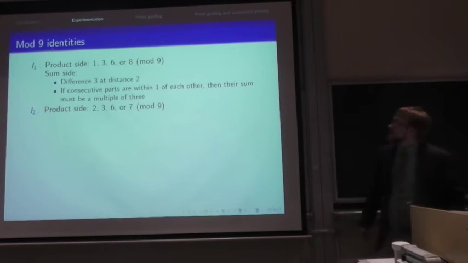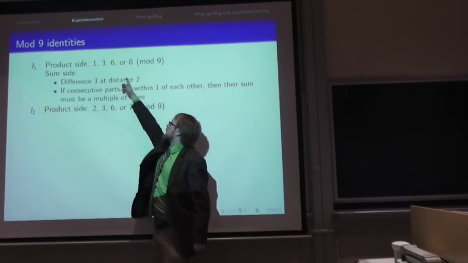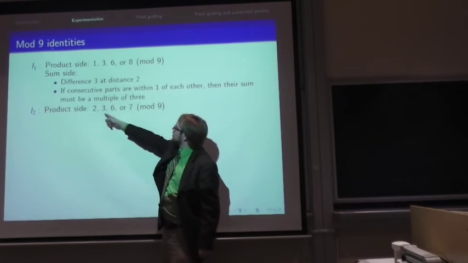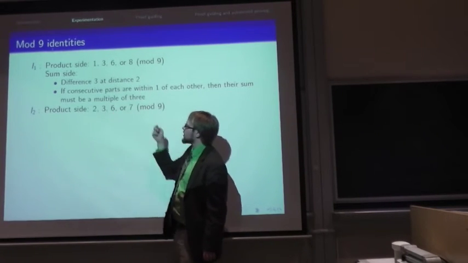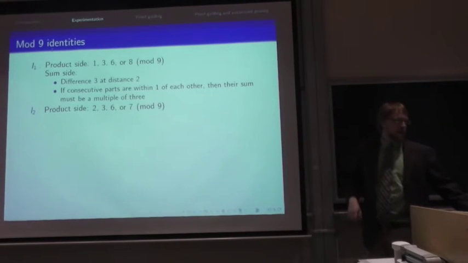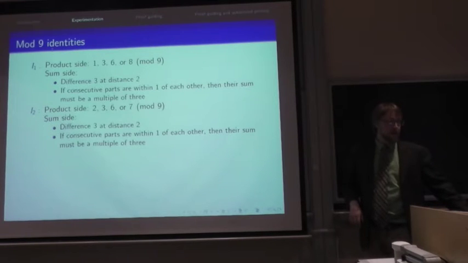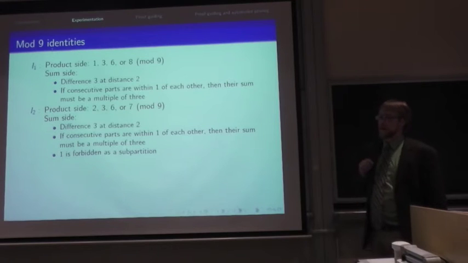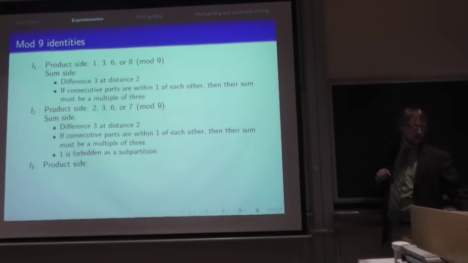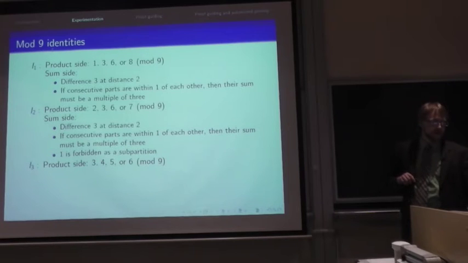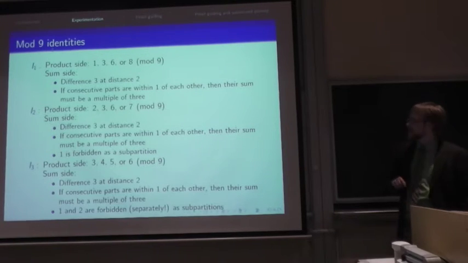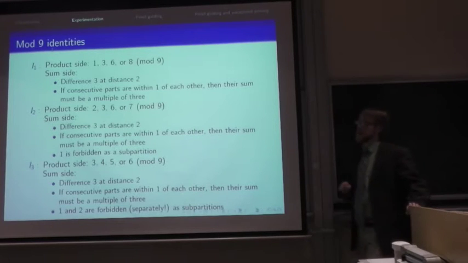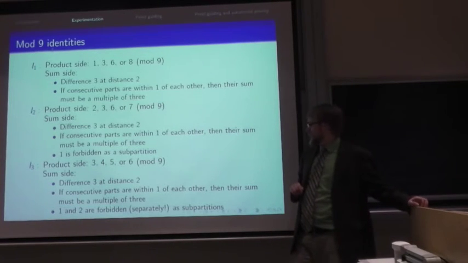The product side, before this was plus or minus 1, plus or minus 3 mod 9. This is plus or minus 2, plus or minus 3 mod 9. The sum side is also very similar, with difference 3 at distance 2, the same congruence at a distance condition, but then we also don't allow you to use any ones. The third one is plus or minus 3, plus or minus 4. You can kind of guess what's coming here. Same, and now we are forbidding both 1 and 2 as subpartitions.